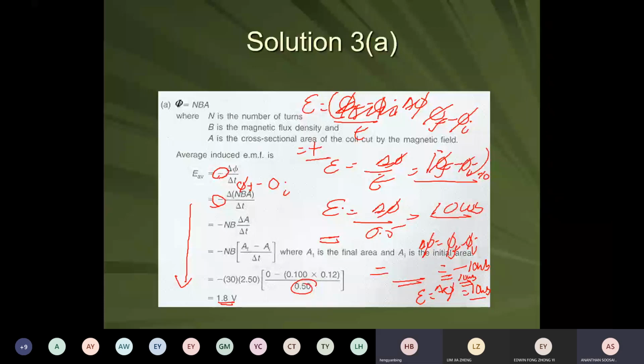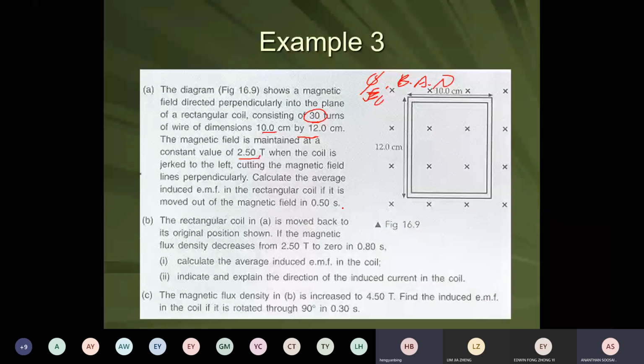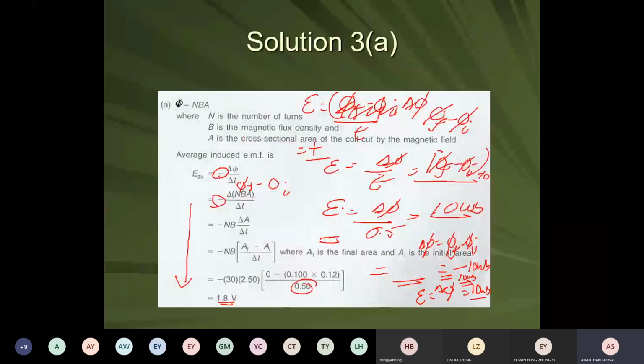Okay, any question? So basically, EMF is always positive. EMF is always positive in Cambridge. So we follow Cambridge now. So we always make it positive. The change in flux is always positive. Okay? Any question?